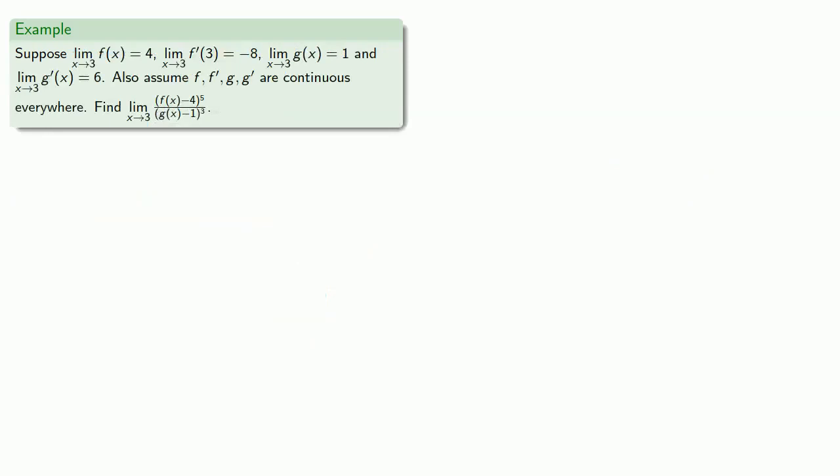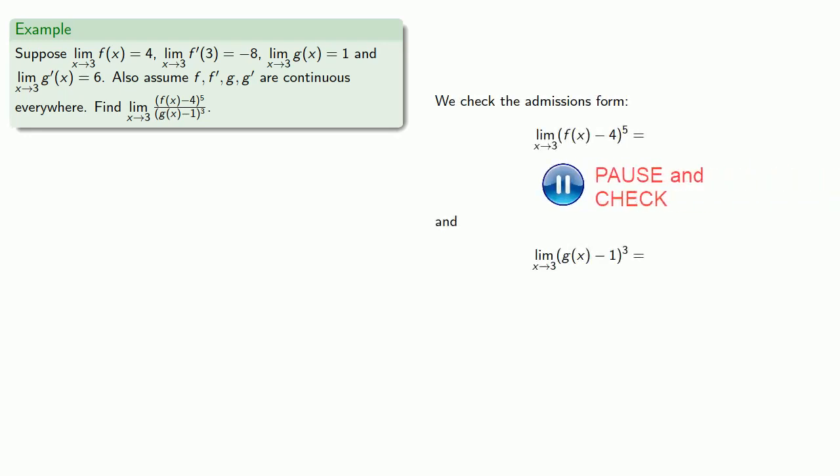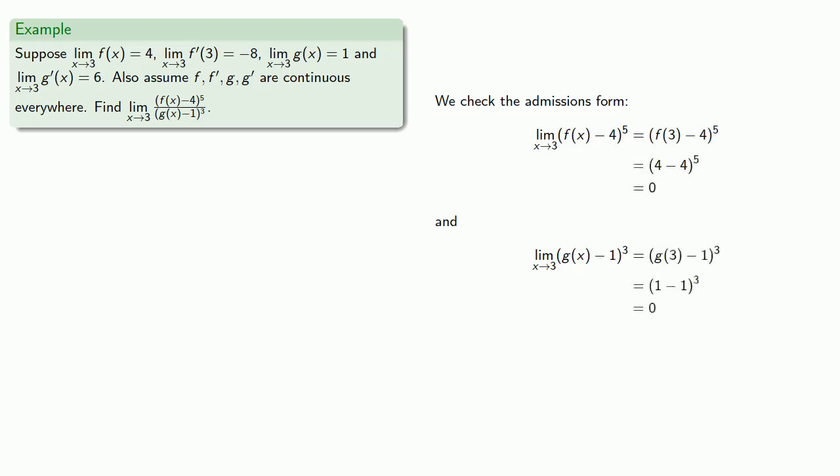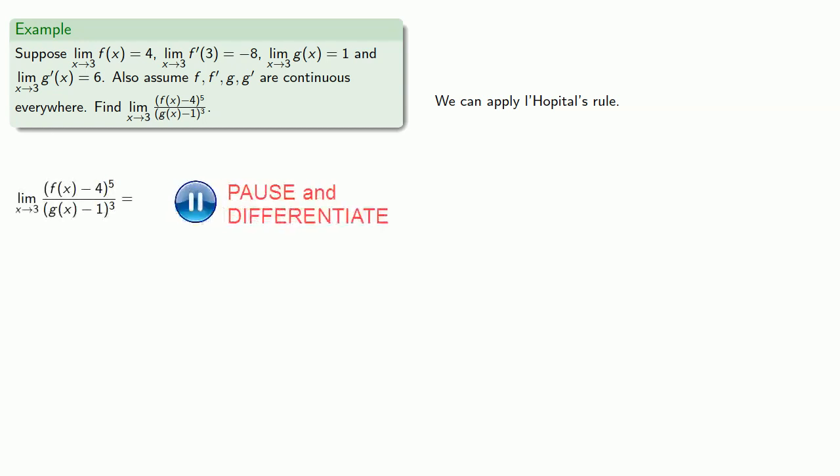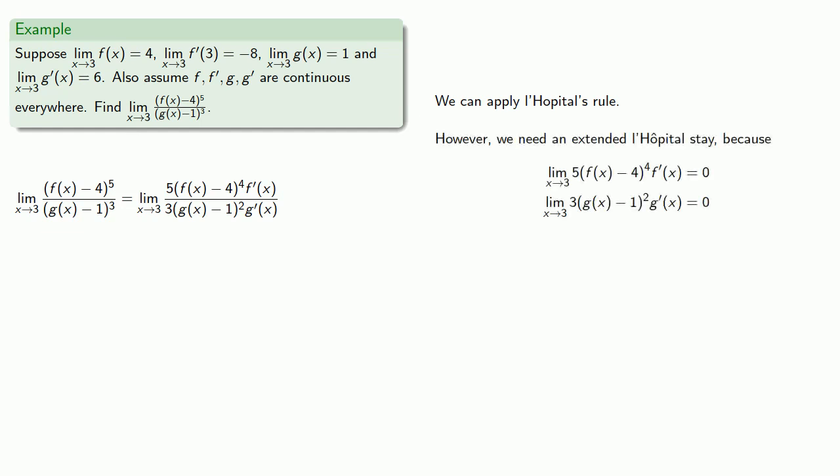Or let's take a look at another limit. So again, always check the indeterminate form. And we can apply L'Hopital's rule. However, we need an extended L'Hopital because our numerator goes to 0 and our denominator also goes to 0. And again, differentiating again requires finding the second derivative, which we don't have.